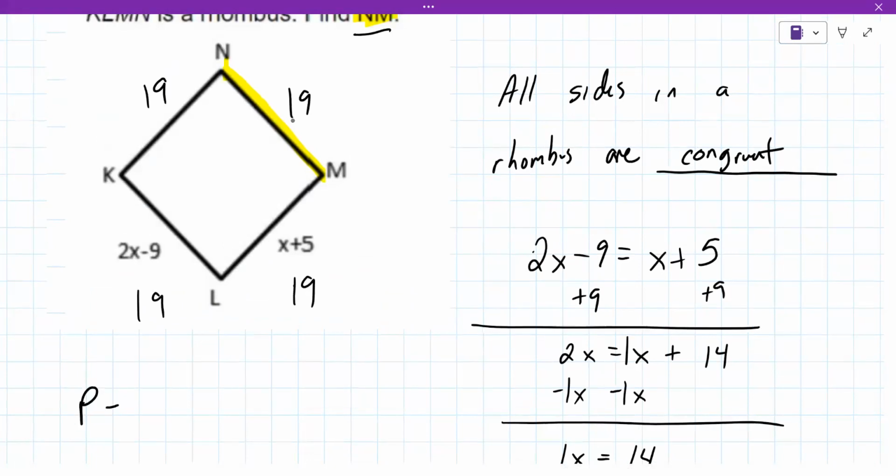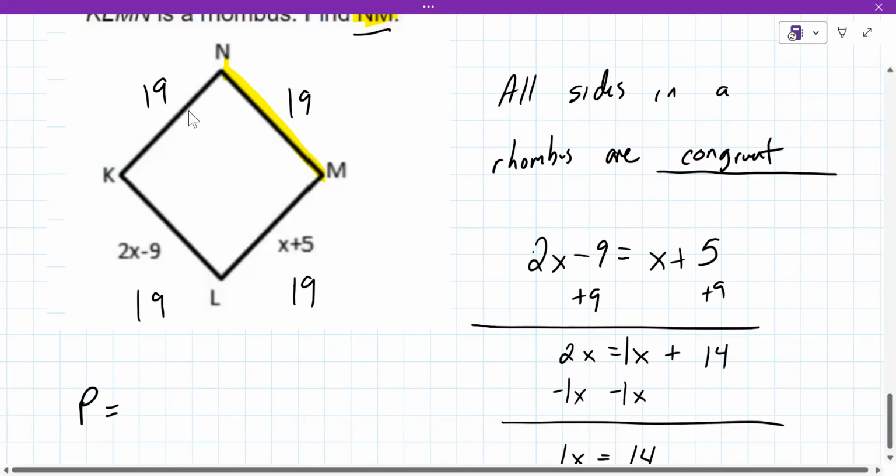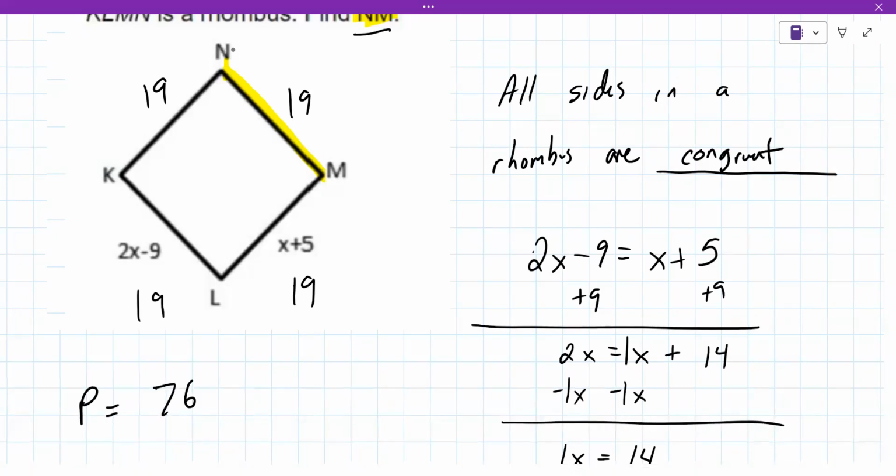What would the perimeter of this be? Well, you should be able to add them. Could you add those up for us? That's 76. It is 76. Very good. All right.